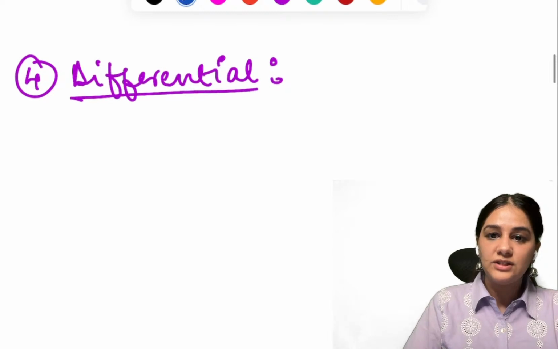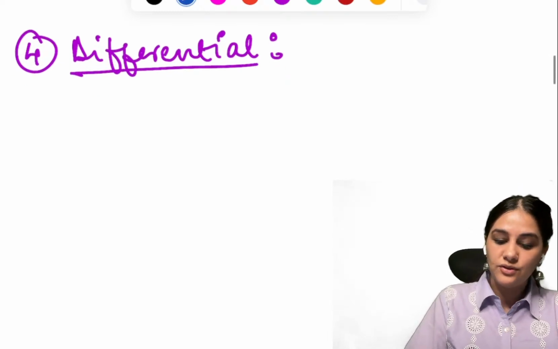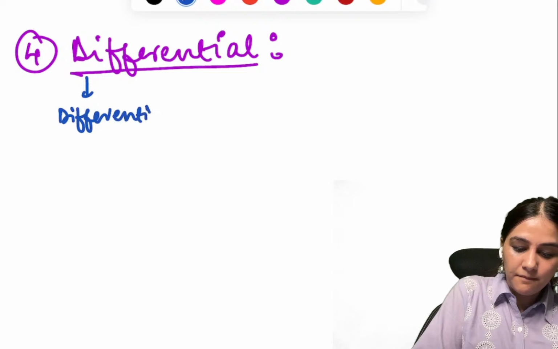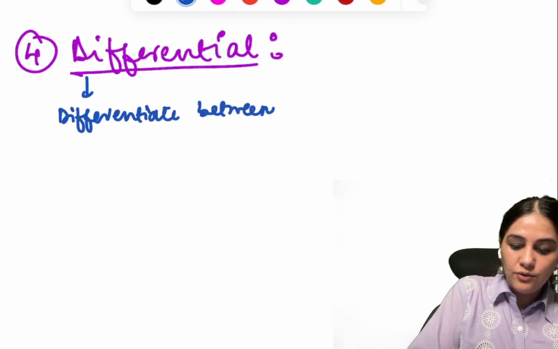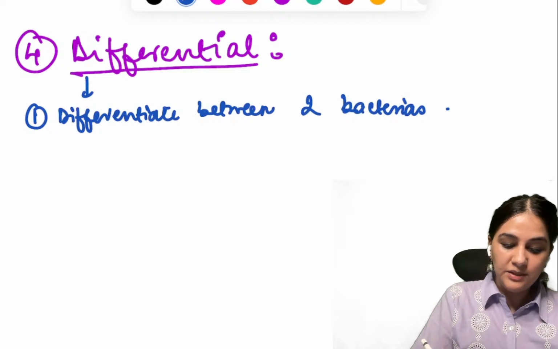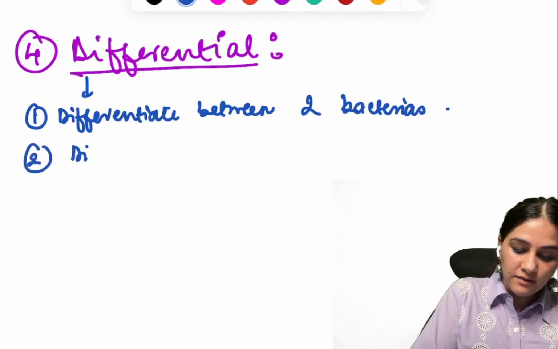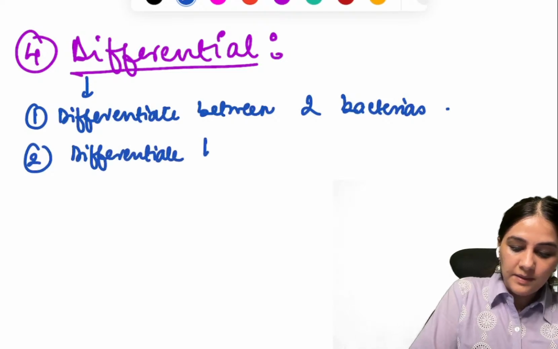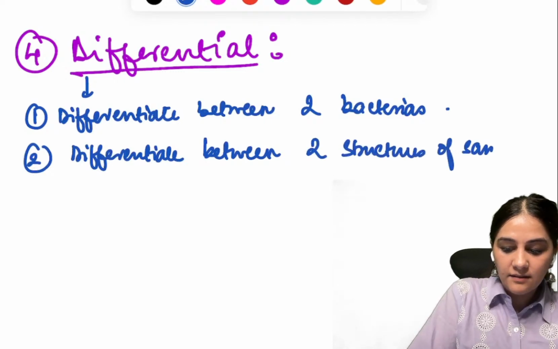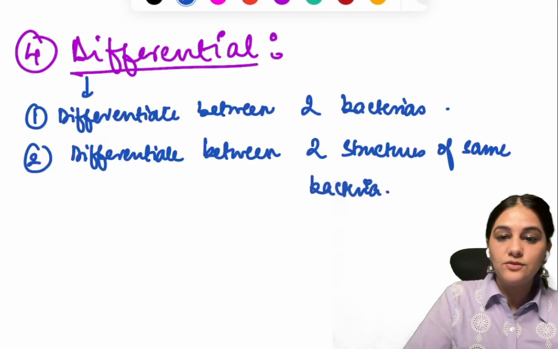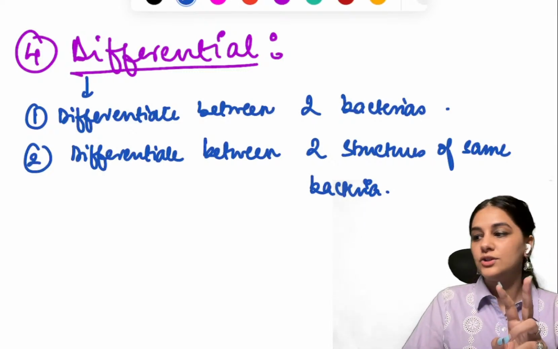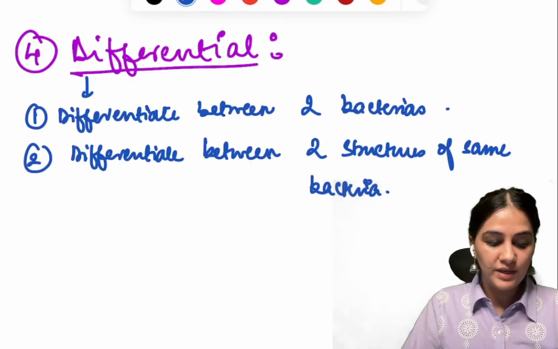Next, I'm going to come to differential staining. So what do you mean by differential stain? Differential stains are something which either differentiate between two bacteria, right? The first thing is that either they will differentiate between the two bacteria or they will differentiate between two structures of the same bacteria. Right, so this is what differential stains mean. Either it will identify two bacteria differently, or within one bacteria, if there are two structures, it will stain that differently. So this is what is known as differential staining.